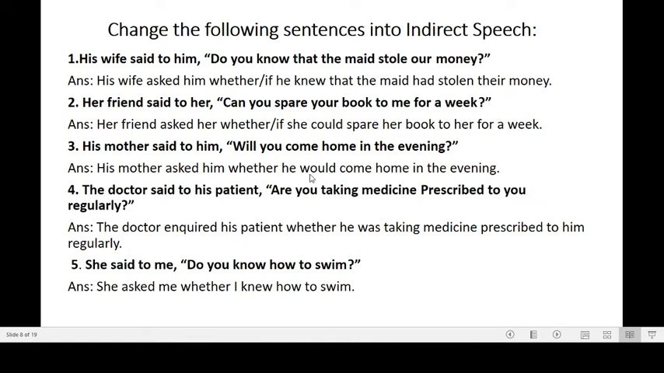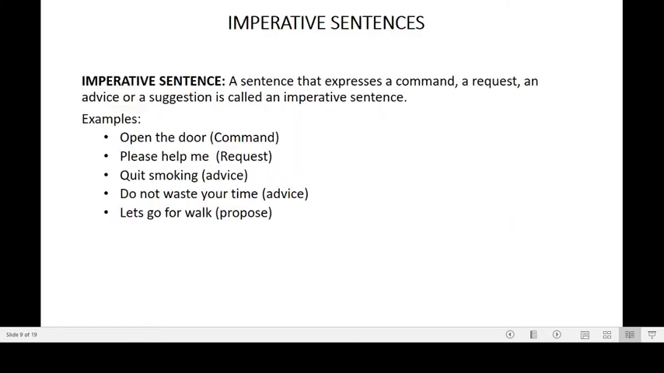So you look at these examples and identify what changes are made with regard to the reporting verb, with regard to the tense and also with regard to pronouns and other changes. Now after discussing assertive sentences and interrogative sentences, let's understand what imperative sentences are and what are the rules to be followed while changing these sentences into indirect speech.